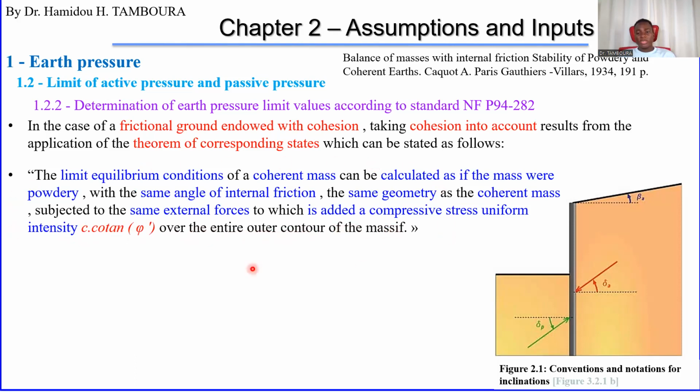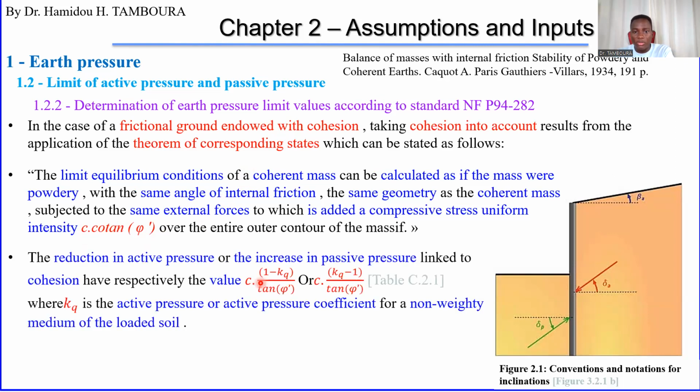The meaning of this is that if you have cohesive soil, you can consider it as cohesionless soil plus the effect of the cohesion, which is just here. A load you add, this is the equivalent of the effect of the cohesion: cohesion multiplied by cotangent of phi prime. That is the meaning. Okay.